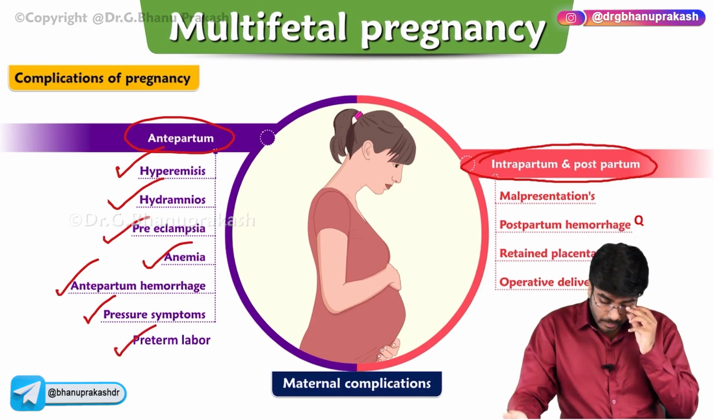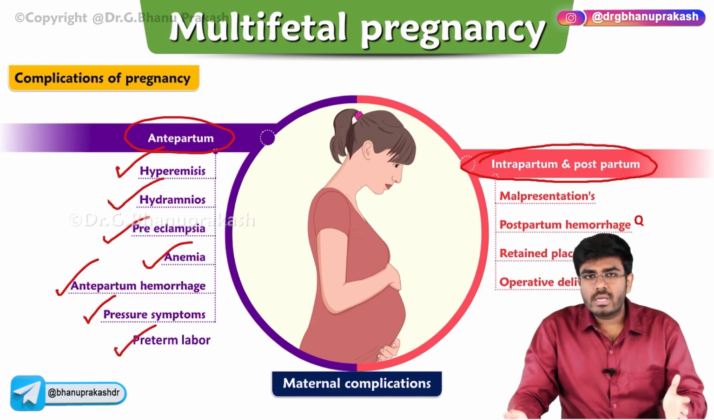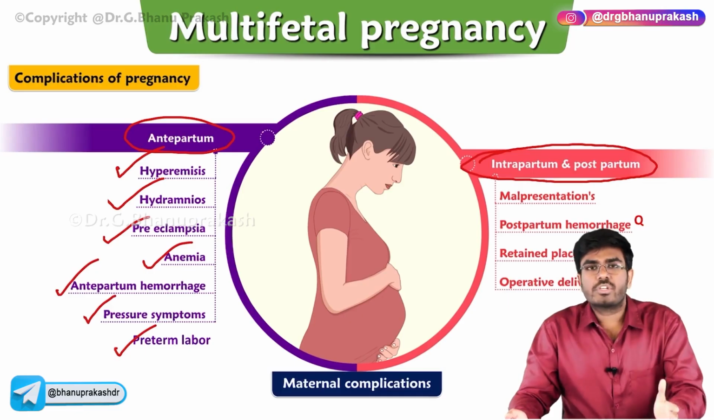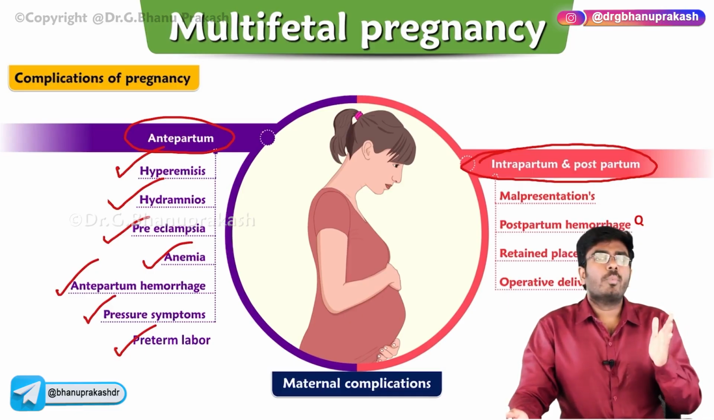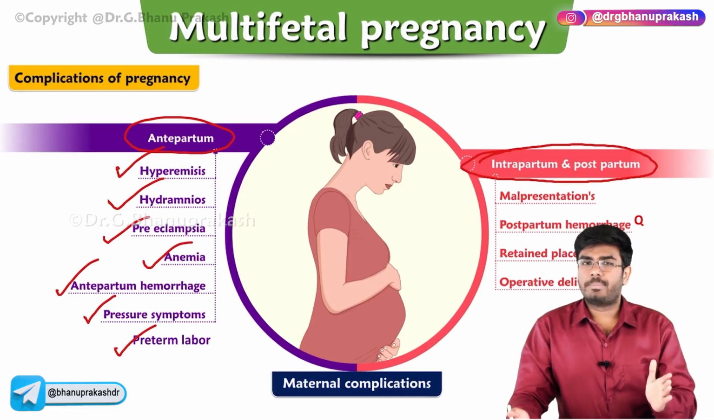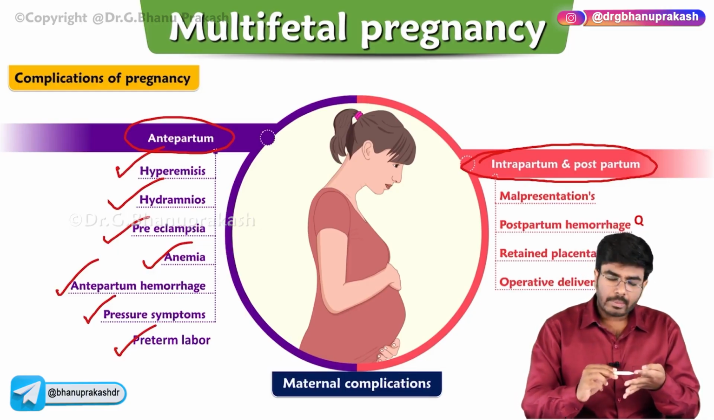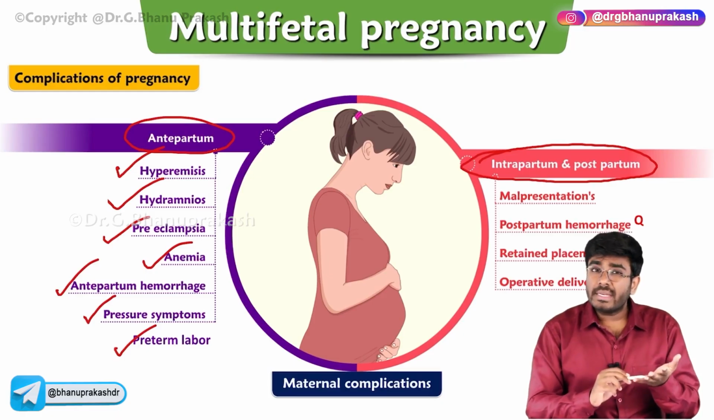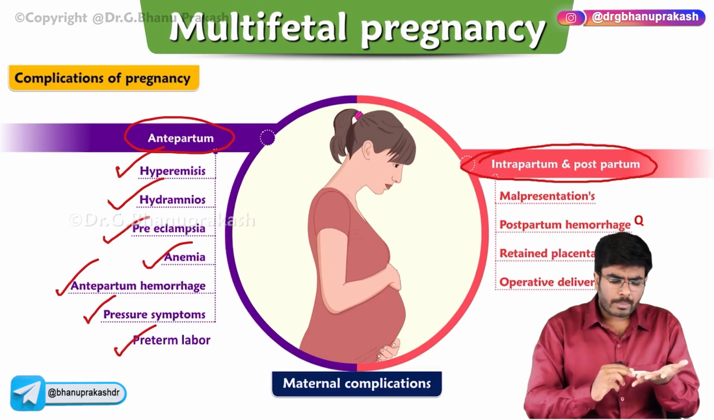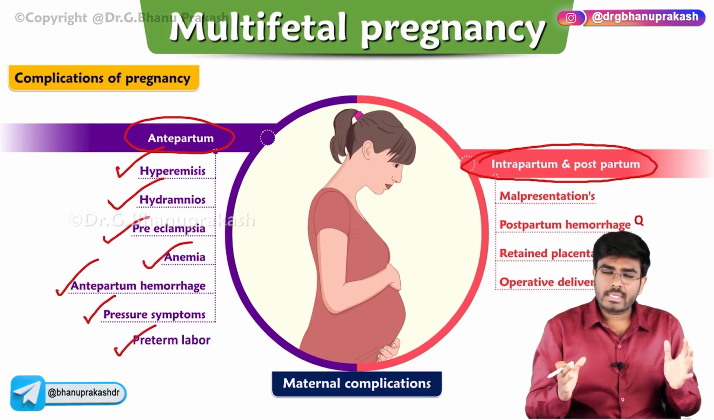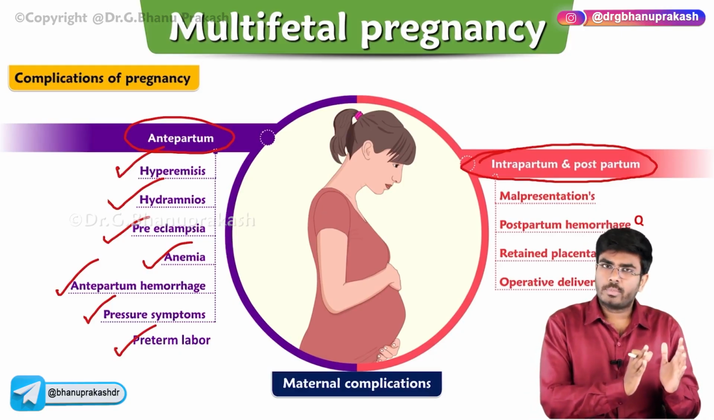Guys, I know I am repeating, because these are your exam questions. All of the following are complications of twin pregnancy except: hyperemesis, polyhydramnios, preeclampsia, anemia, antepartum hemorrhage, preterm labor, placenta previa, abruptio placenta leading to antepartum hemorrhage. All of them are going to be complications.